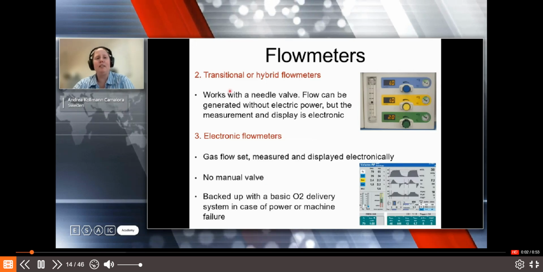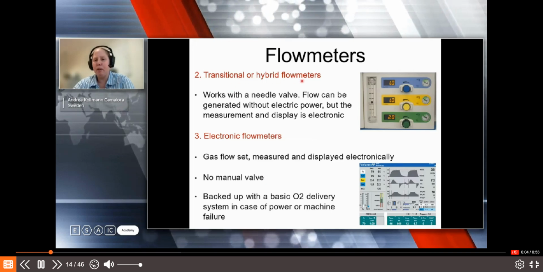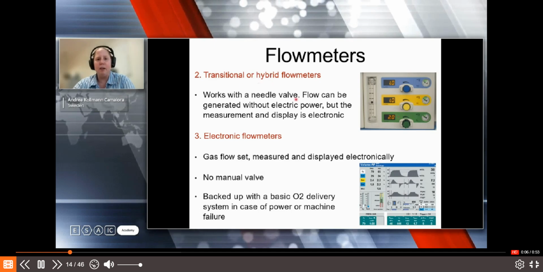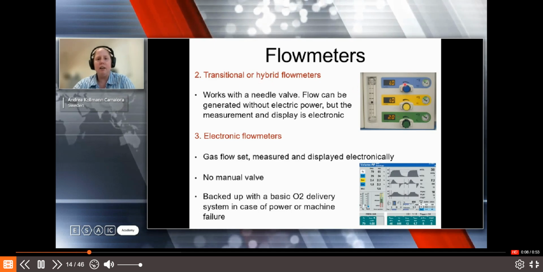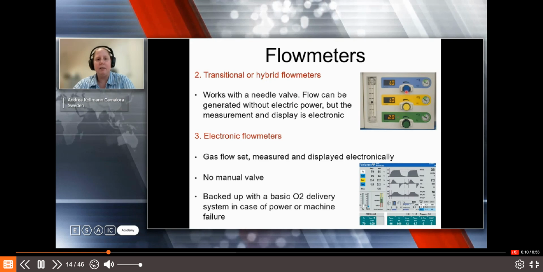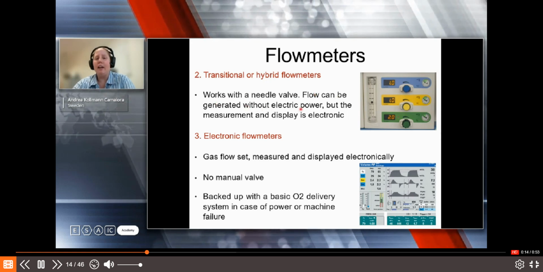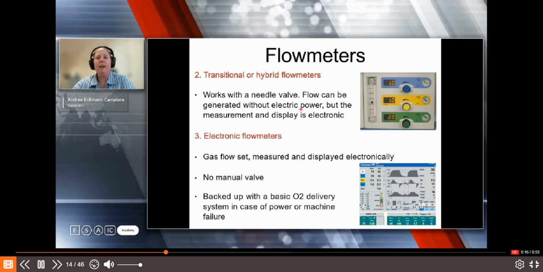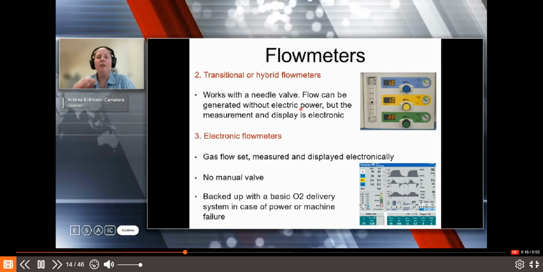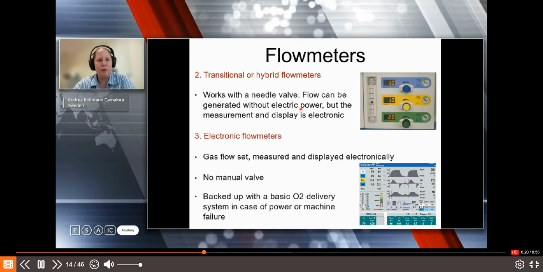Then you have transitional or hybrid flow meters that work with a needle valve. So these are the activators. And then the flow can be generated without electrical power. So even if the machine dies, you can still get gases through.